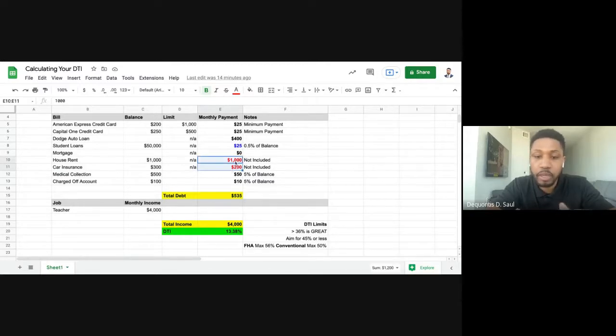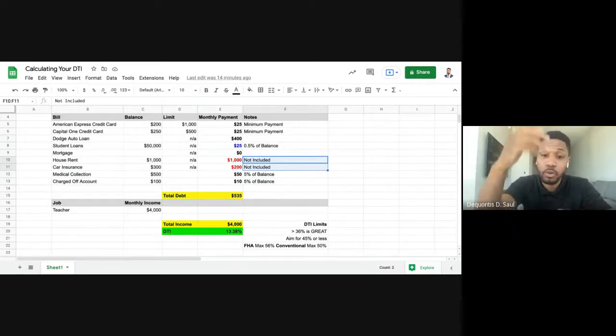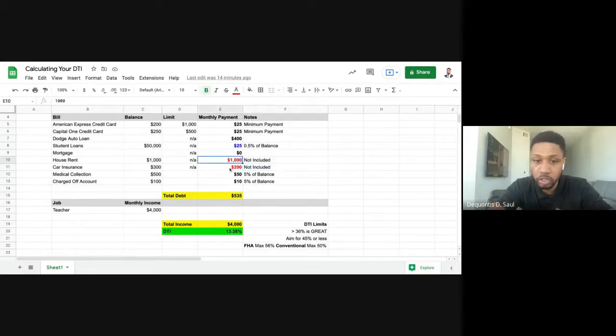These are in red because they do not get included towards your DTI. If the bill does not fall on your credit report, it does not get included in your DTI. Your DTI is only items that are getting reported as debt on your credit report. So your rent amount, car insurance, cable bill, anything that's not being reported to your credit report does not get included in your DTI. I have those, but they are not included in this balance here.